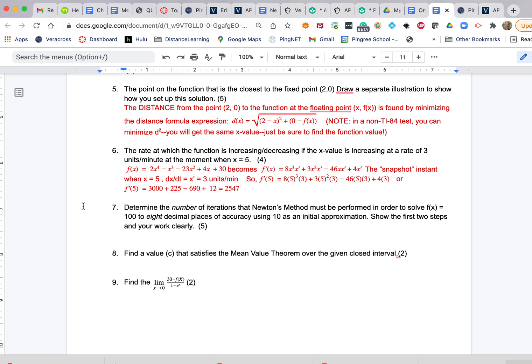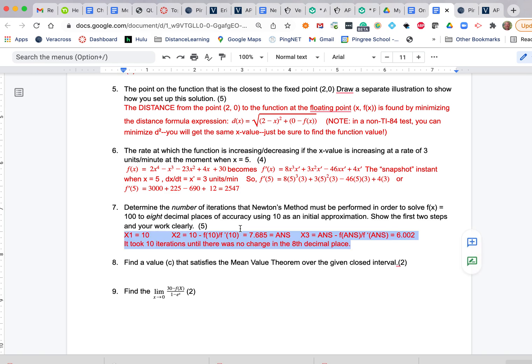Then the snapshot instant when x is 5, I plug in 5. dx/dt is my x prime. That's just 3 units. So I very carefully plug in the 5s and the 3s, and I crunch those numbers, and I get the answer, and that would be units per minute. Okay, getting to the home stretch here.